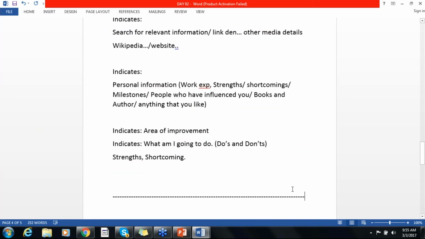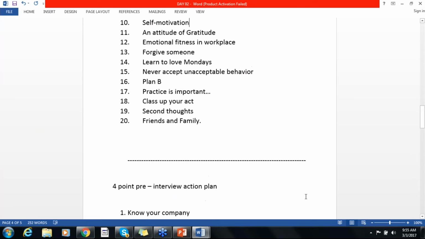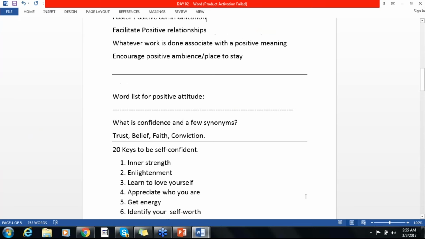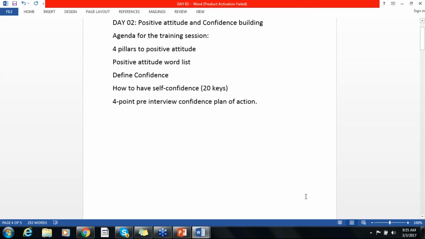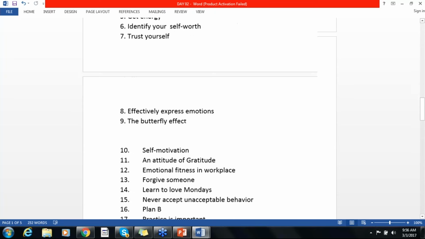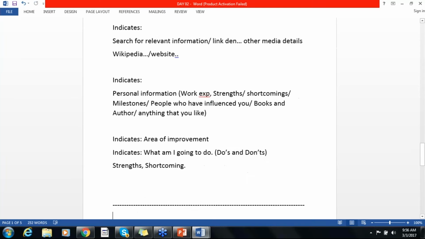So here is what I had to cover in today's session, team. Let's go ahead and have a look at the word list, and I have words of wisdom here. 20 keys. Okay, do we have any questions so far?